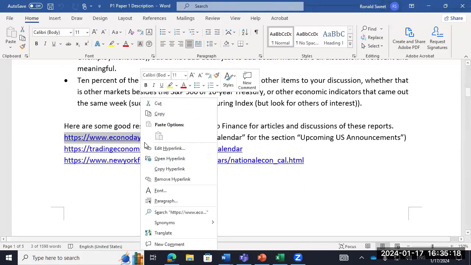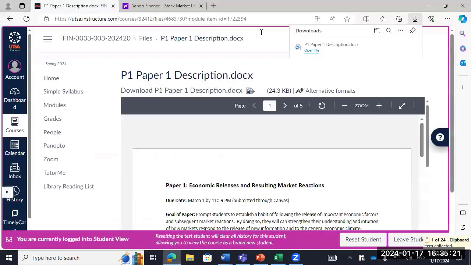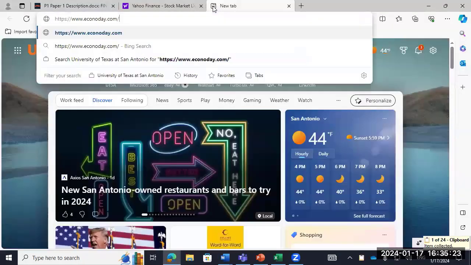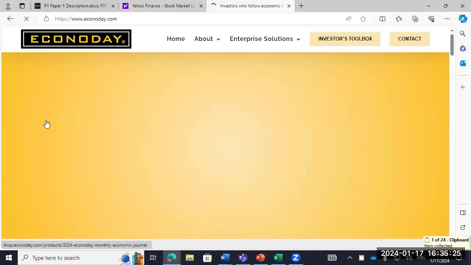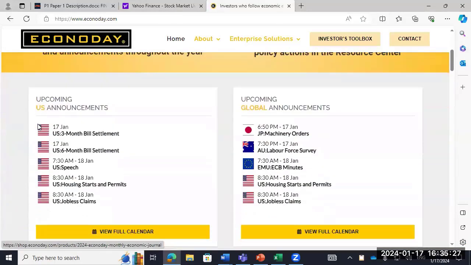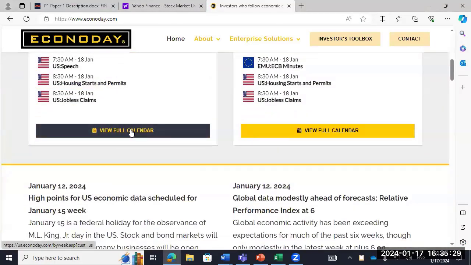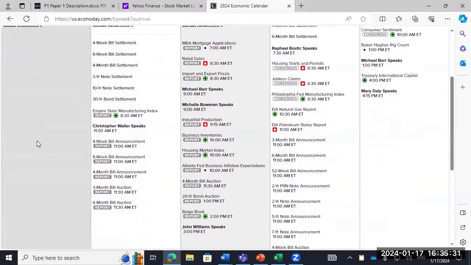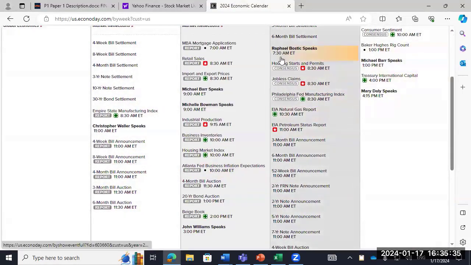I don't like this calendar because it doesn't let you go back in time. It's kind of irritating. But if you click on view the full calendar, you can see what's coming up. I don't see any big reports this week. Well, retail sales was actually a pretty big deal this week. Retail sales came out.